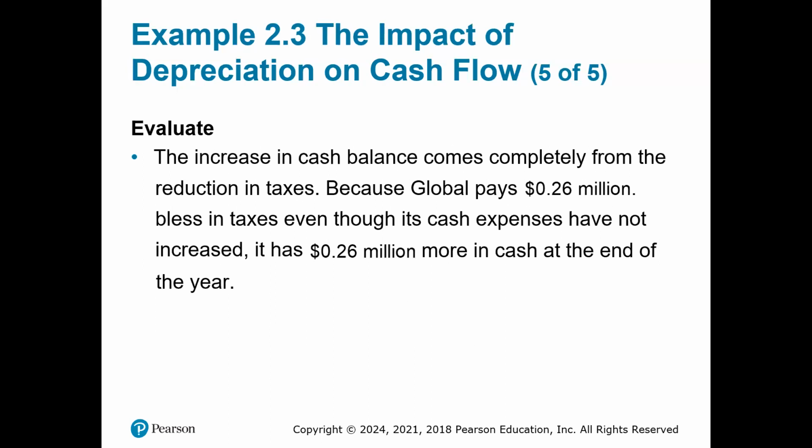To evaluate, the increase in cash balance comes completely from the reduction in taxes because Global pays $0.26 million less in taxes, even though its cash expenses have not increased. It has $0.26 million more in cash at the end of the year.